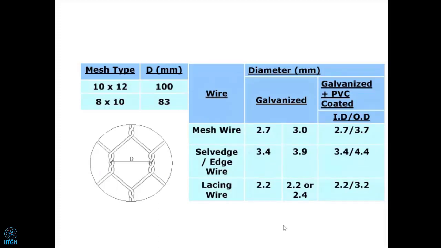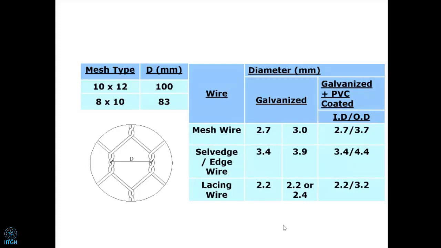And there are various things, like, I don't want to give the sizes, but generally 10 by 12 is the size of the mesh, or 8 by 10. I think 6 by 8 is also used. As the size of the mesh becomes smaller, they use thinner wires, and otherwise you use a thicker wire. So 2.7 galvanized, and 2.7 with the PVC coating will be 3.7 mm in thickness.